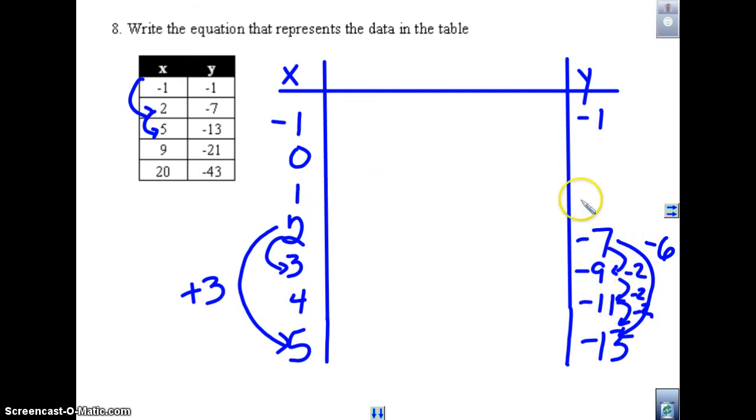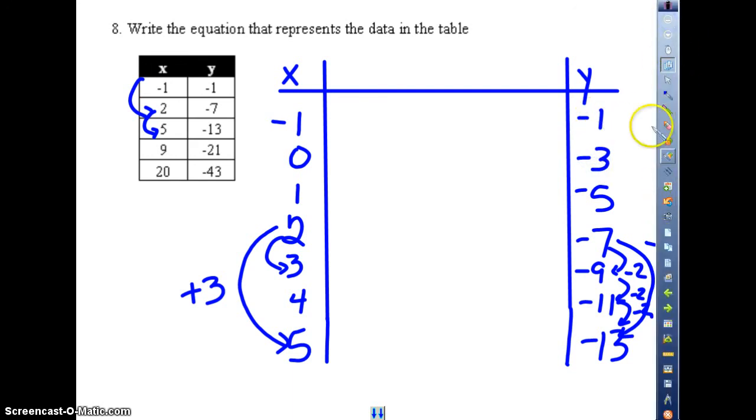So here at 1, I'm going to increase by 2, and I put in what number here? -7 increased by 2 is -5. I'm going to increase that by 2, and I'm at -3. And if you increase that by 2, I'm at -1. Okay, so I filled out my table, and I did what Mrs. Tucker told me to do.